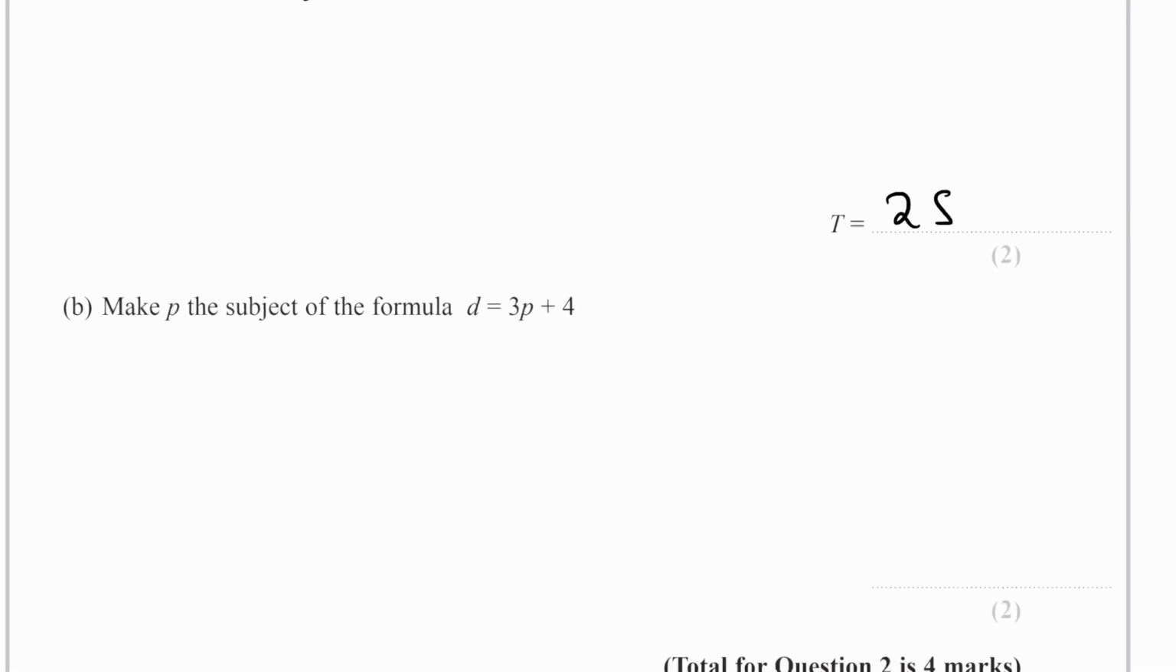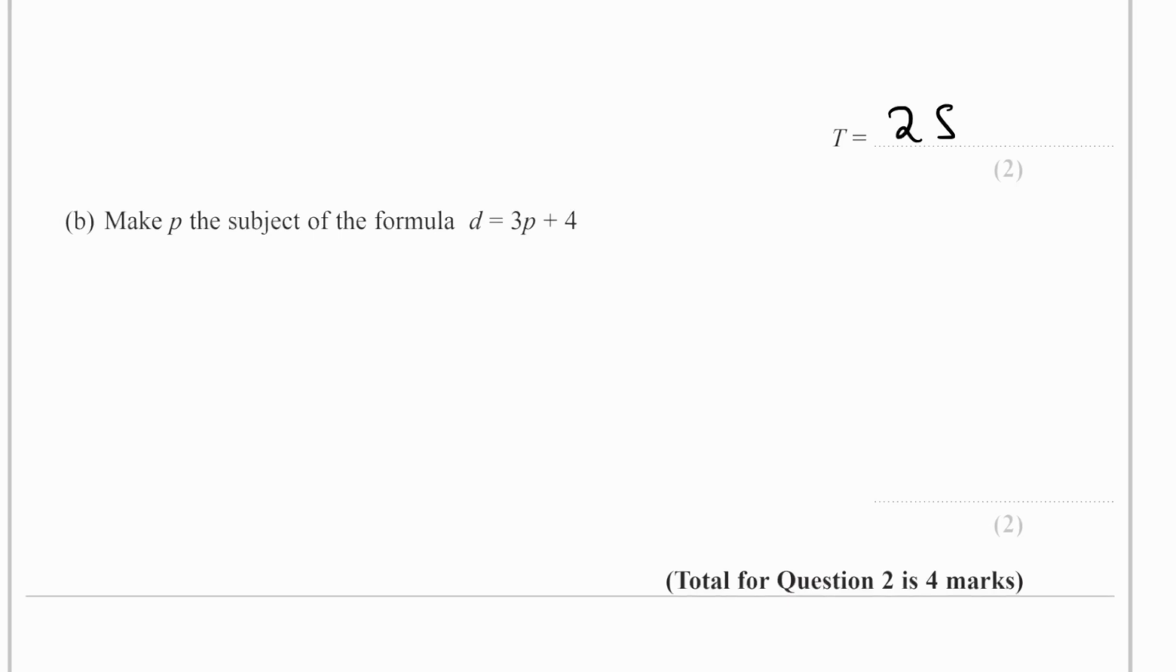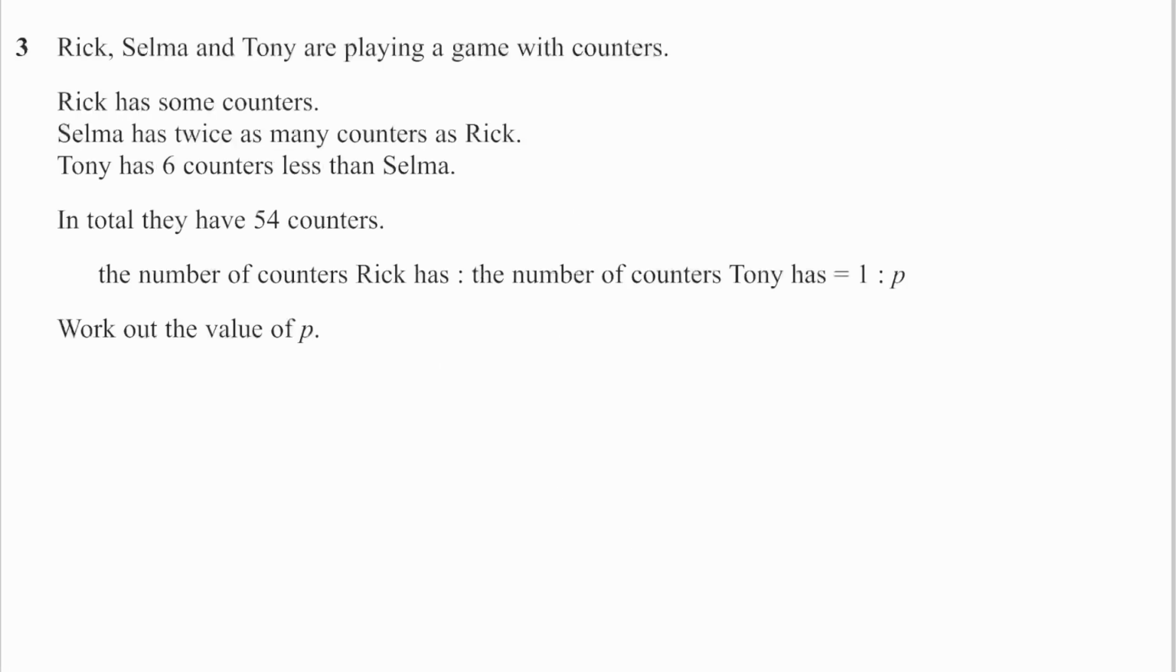Okay. Part B then, make p the subject of the formula d equals 3p plus 4. So again, just rearranging here. So let's try and get p on its own. So first of all, let's take off the 4 and you get 3p. And then you just need to divide everything by 3. So p equals d minus 4 over 3. Nice and simple. Question 3 then, Rick, Selma and Tony are playing a game with counters.